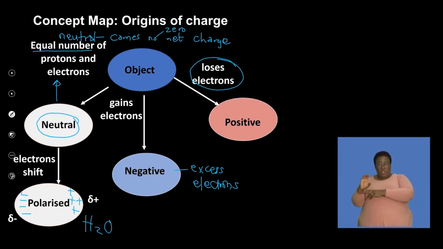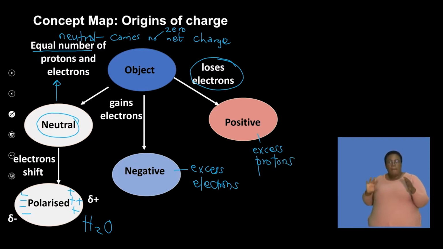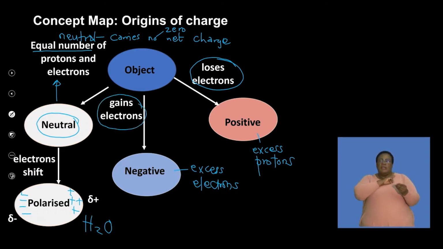So if it is positively charged, it means it has excess protons. But these protons were not added. What actually happened is we removed the negative charges. So that's how a positive charge arises on a material as well as a negative charge. So negative is a consequence of gain of electrons, while positive is a consequence of loss of electrons, right?